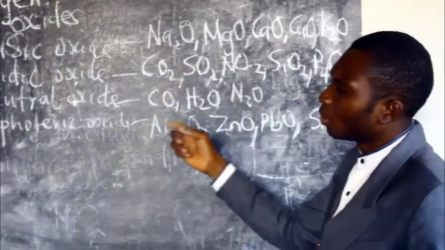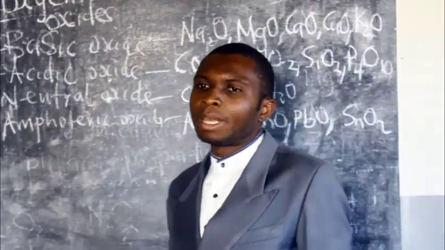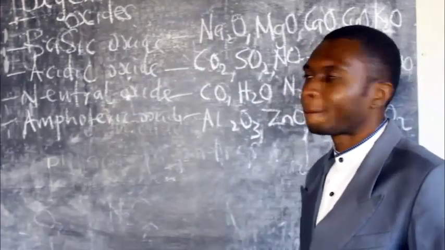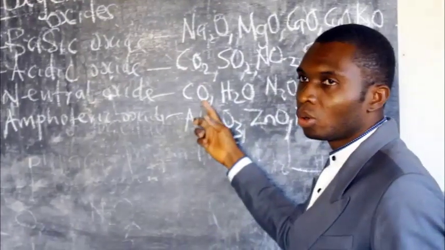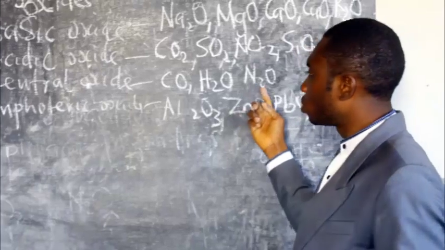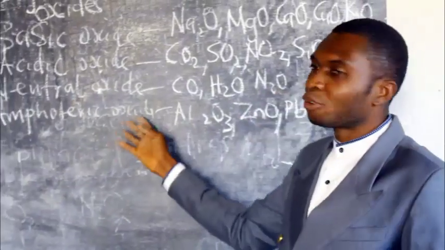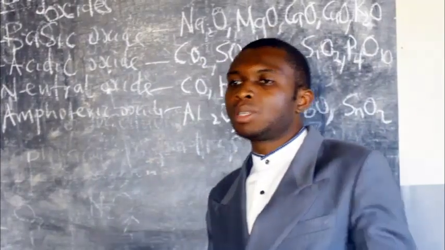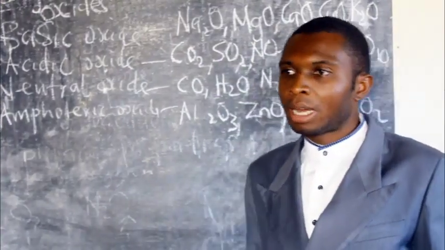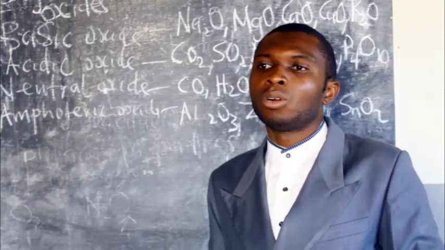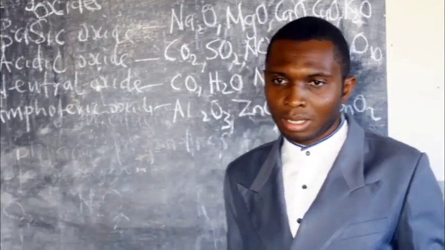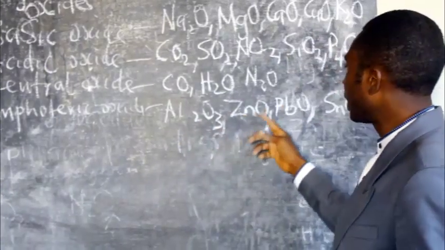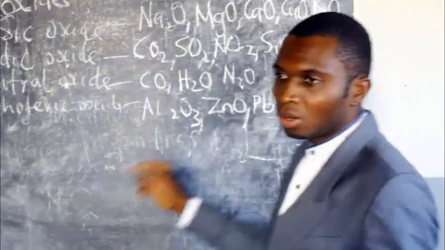We have neutral oxides. They are neither acidic nor basic. We have CO, H2O, N2O. Amphoteric oxides are oxides that have both acidic and basic properties. They behave as an acid and they also have the potency to behave like a base. Examples are aluminum oxide, zinc oxide, lead oxide, and tin oxide.